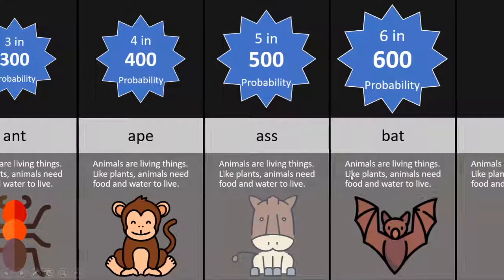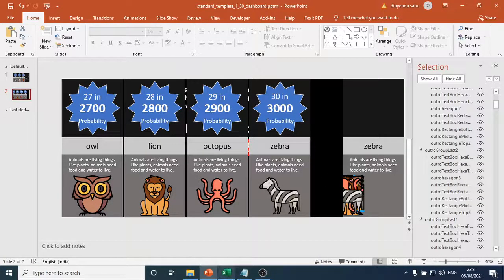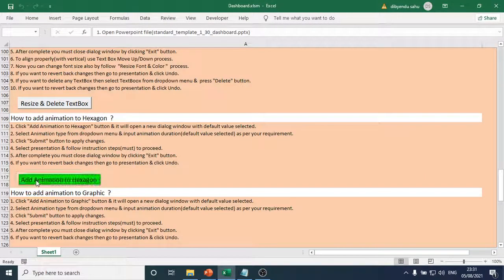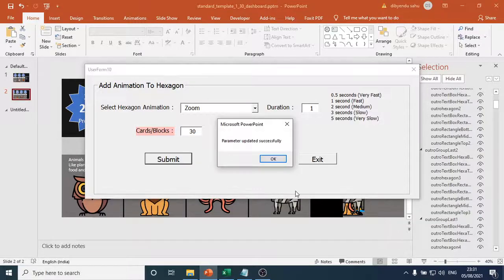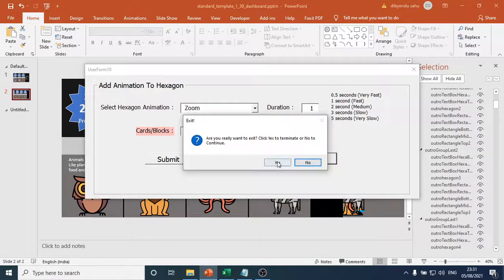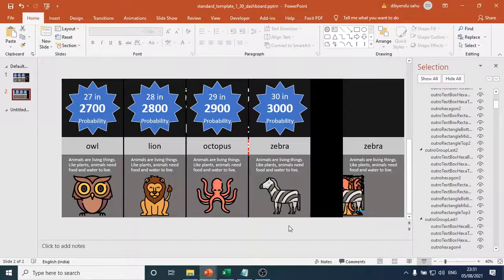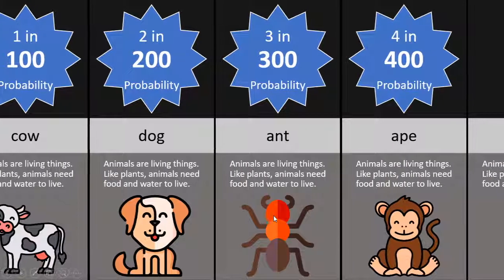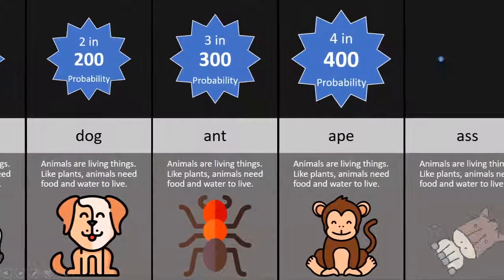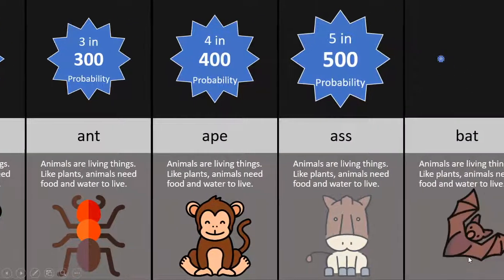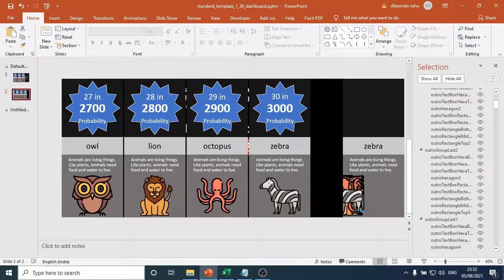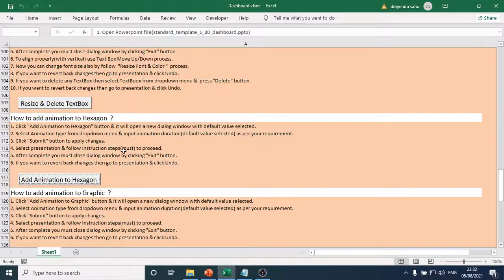Now if you want to change this animation also, add animation, go here, zoom, okay, submit, wait for the message, okay, exit, yes, see the magic. This is the zoom animation. So you can enter 30 animations from here and also here. You can do a lot of things from here.